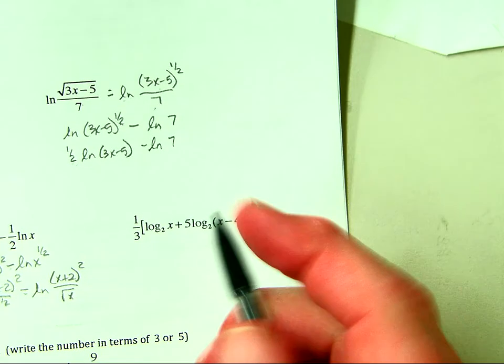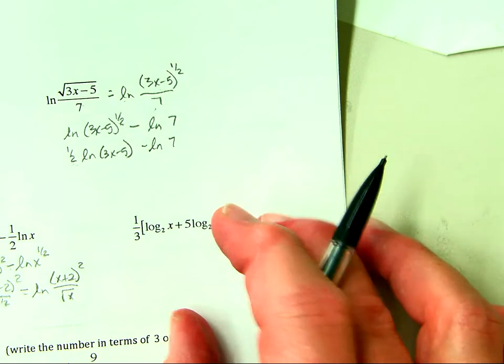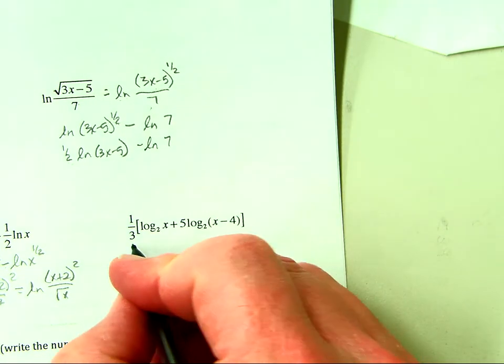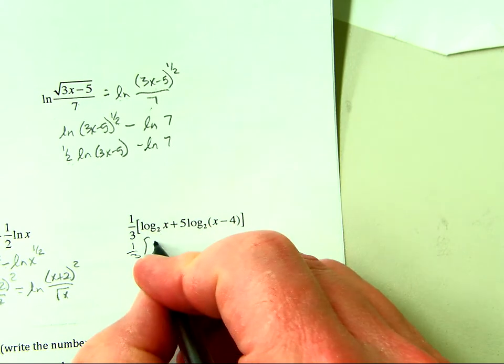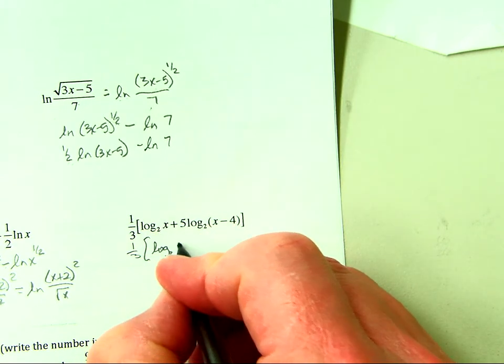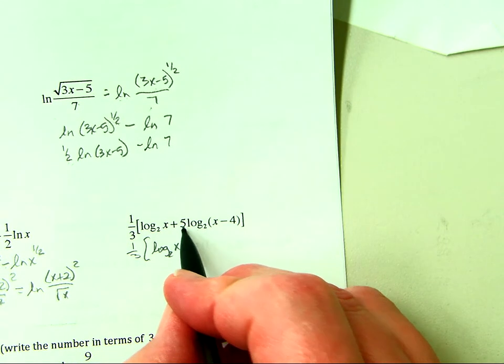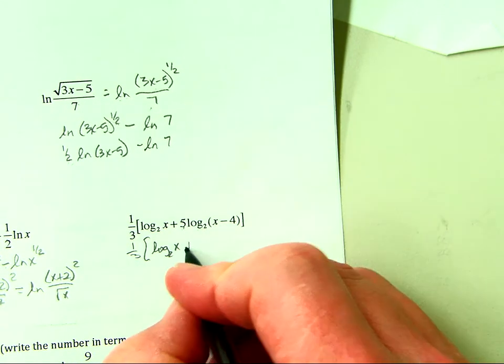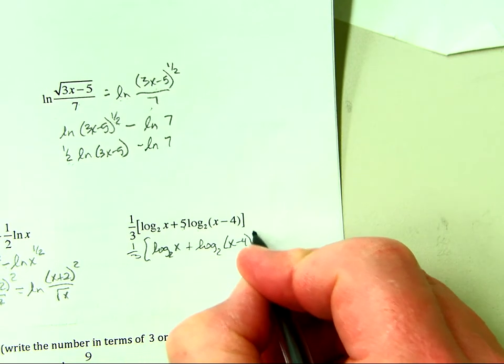Now this one, notice we have a 1/3 out front, but all of this is in the parentheses. So let's take care of what's in the parentheses first. So I'm going to leave the 1/3. You always start inside the parentheses. Well, here I can't do anything with the log base 2 of x. But here I have a 5 in front of the log. Remember, if there's a number in front, let's put it back as an exponent. So that'll be x minus 4 to the 5th.